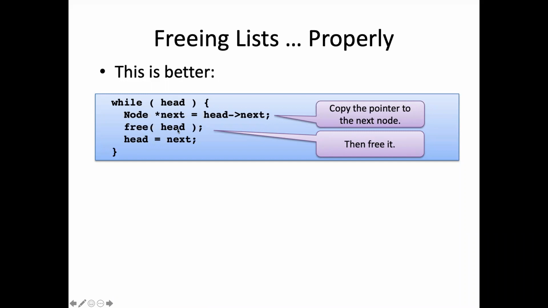But before it did that, I think of it as taking a picture of the next node, or getting a copy of the next pointer out of that node, so that after I free it, I can still see what the next node was. And this particular version just keeps removing nodes from the front of the list until the list is empty. There are other ways you could do this. This, to me, seemed like the most natural way to do it.